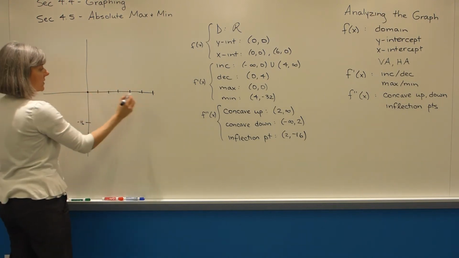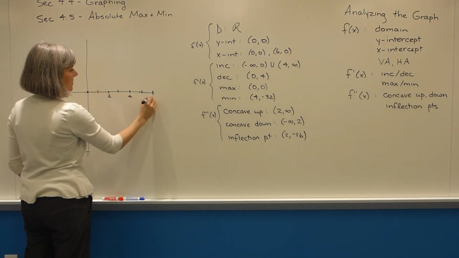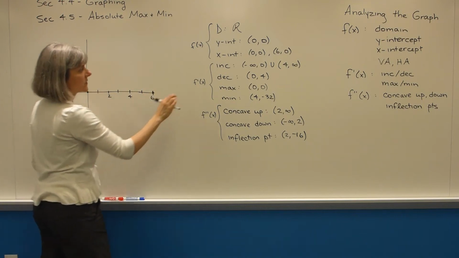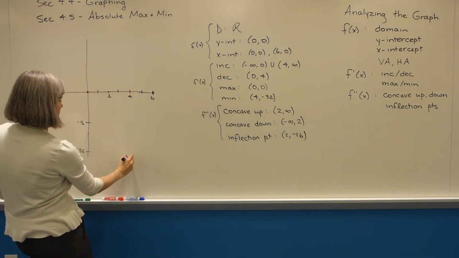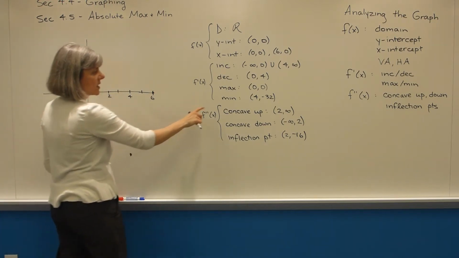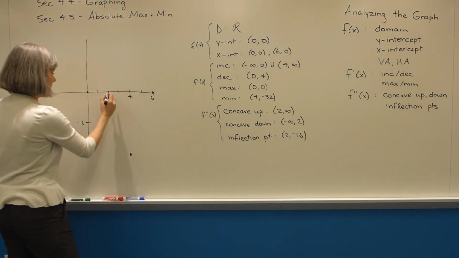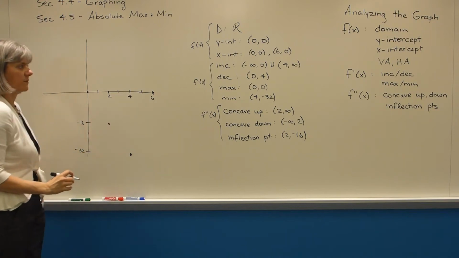We have a point here at 0, 0. 6, 0. We have a point at 0, 0 and 4, negative 32. And an inflection point at 2, negative 16.